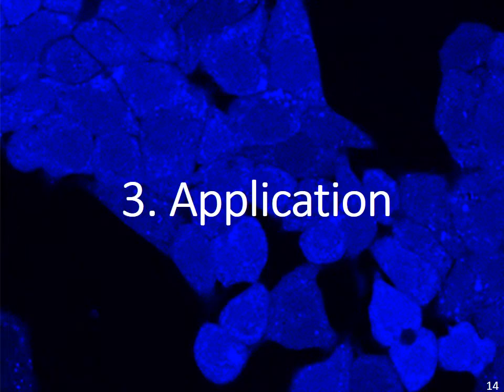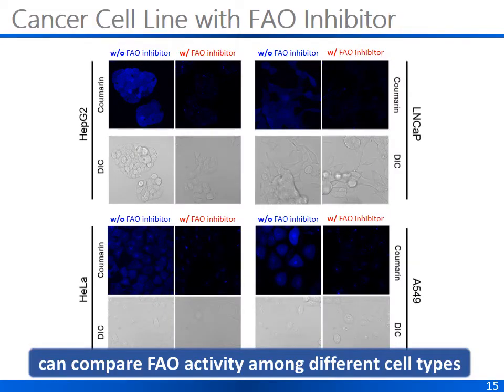Let's move on to the applications using FaoBlue. Here is fluorescence imaging of FAO activity in 4 cancer cell lines. Each cell line was treated with FaoBlue with or without pretreatment of potent FAO inhibitor etomoxir, and fluorescence was observed. All cell lines exhibited blue fluorescence. However, pretreatment of FAO inhibitor clearly decreased fluorescence. These results indicate the blue fluorescence was derived from FAO activity. Like this slide, FaoBlue can be used to compare beta-oxidation activity among different cell types.